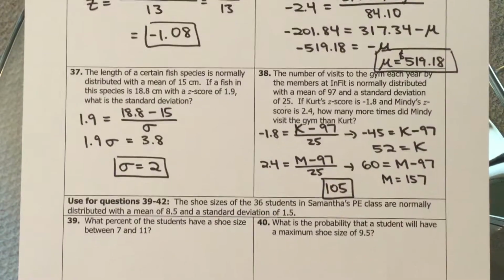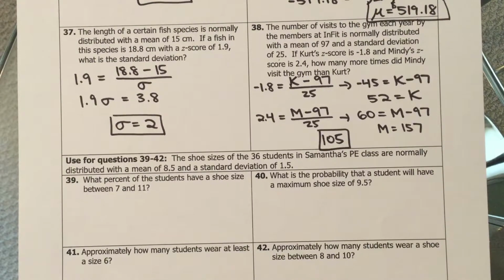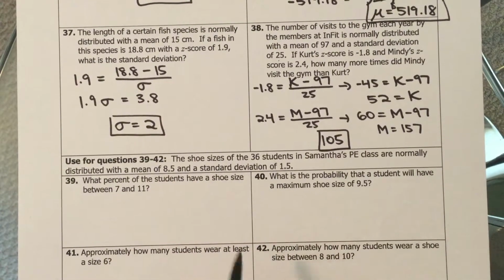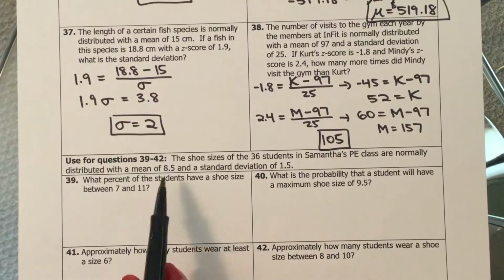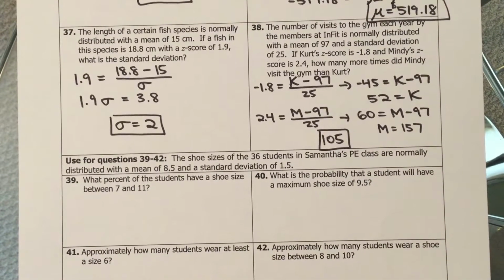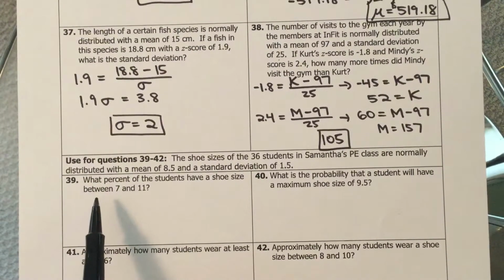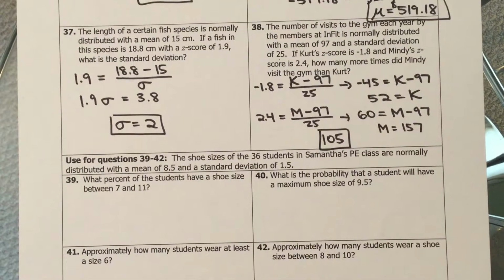So here we wanted how many more times, which was 105. All right, a few more here. Shoe sizes of 36 students, normally distributed with a mean of 8.5 and a standard deviation of 1.5. With this one, we're using the z-score table to figure out what values are in between these certain setups that we give. What percentage of students have a shoe size between 7 and 11?